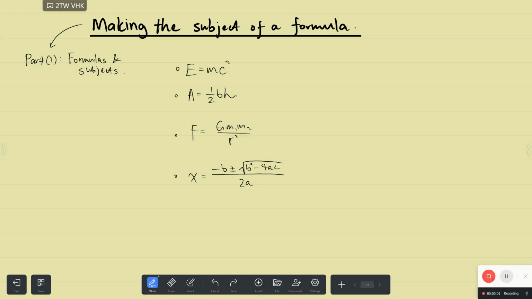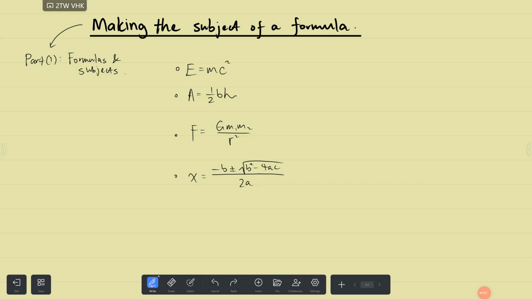Hi everyone, in this video we'll be running through the topic called making the subject a formula. In this first part of this video, we'll be learning about formulas and subjects. So we have four different formulas here, right? E equals mc squared, A equals half times base times height, so on and so forth. These are formulas you have seen before or you may not have seen before.